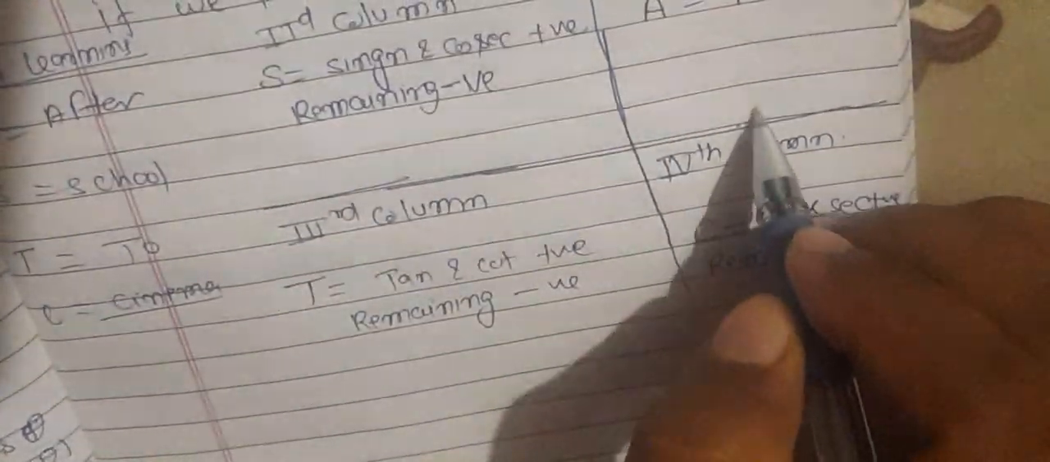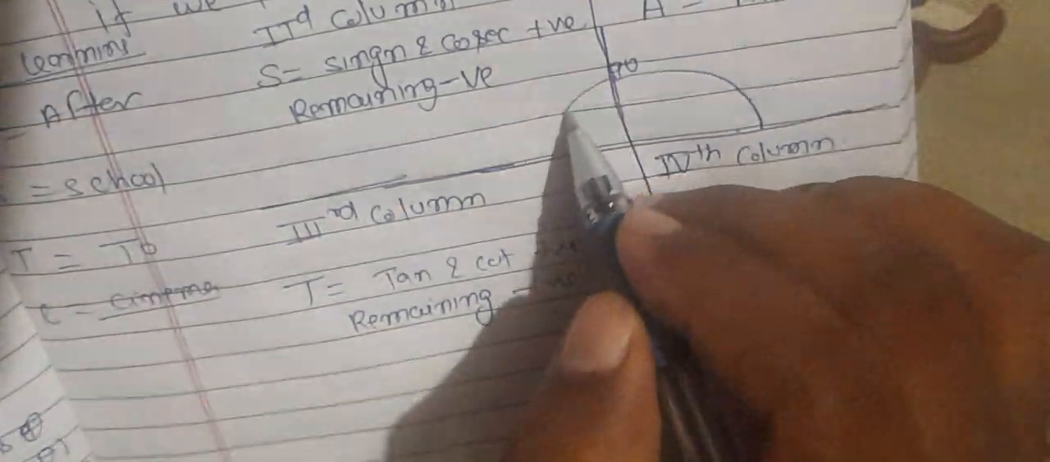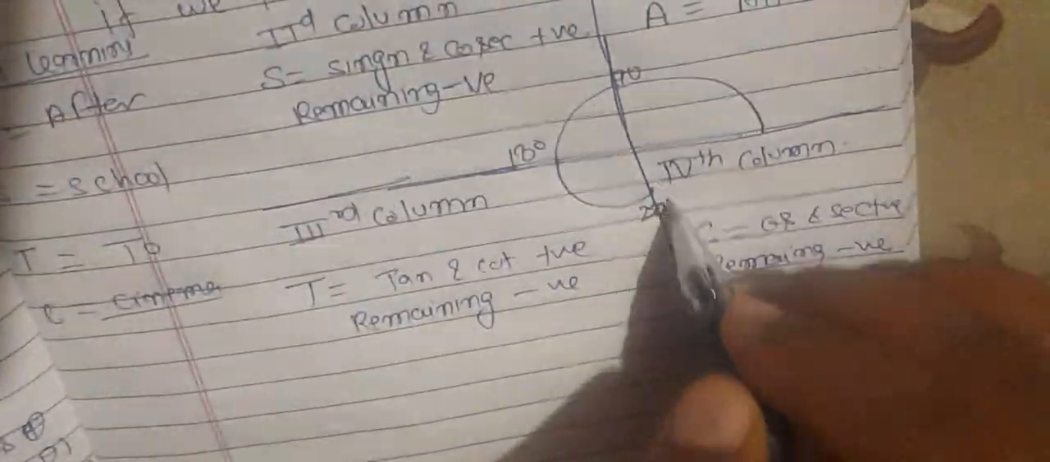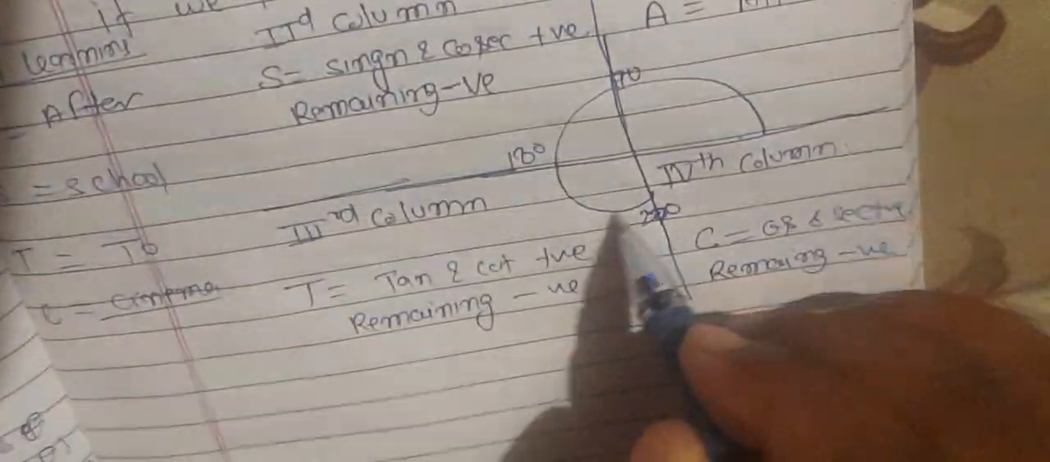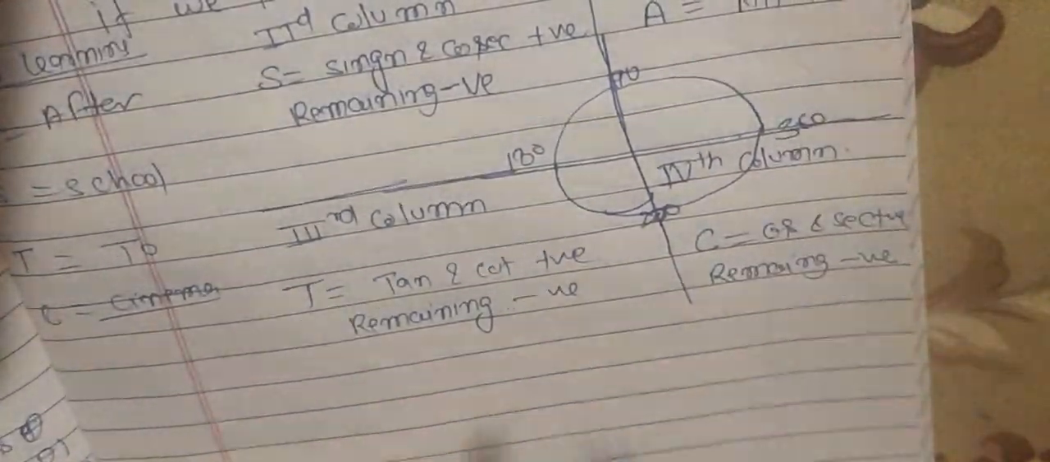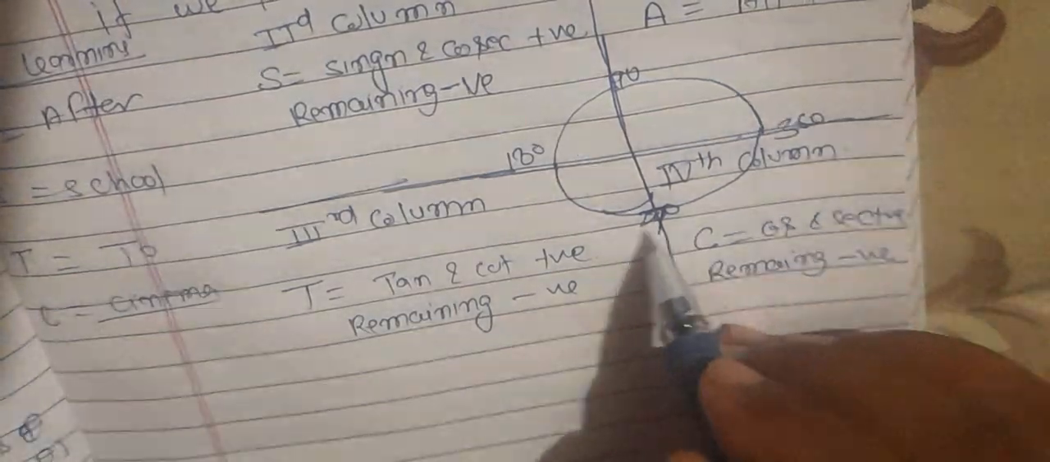We use 0 degree to 90 degree, 90 to 180 degree, 180 to 270 degree, and 270 to 360 degree.